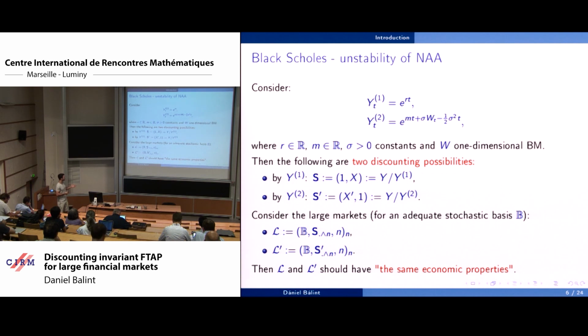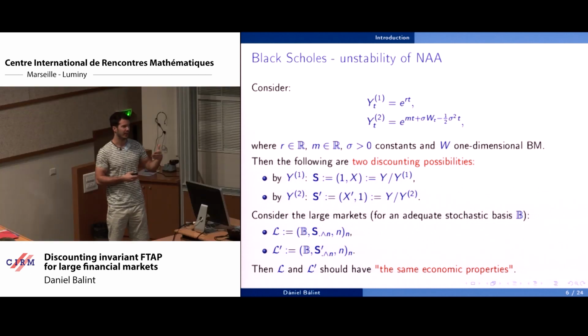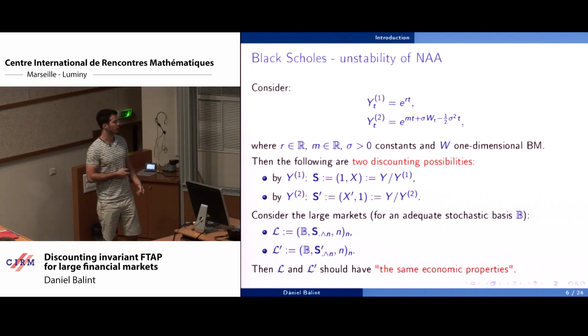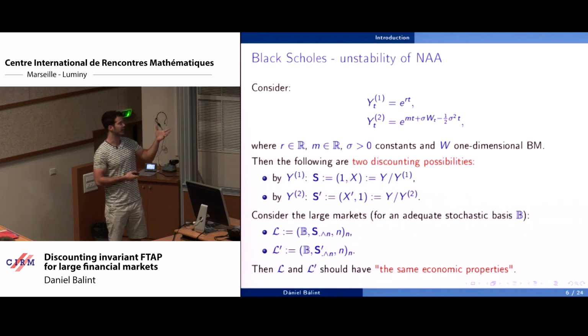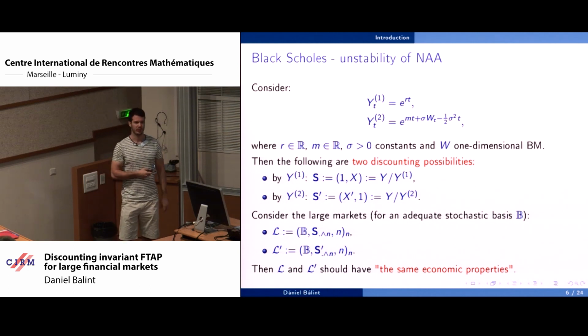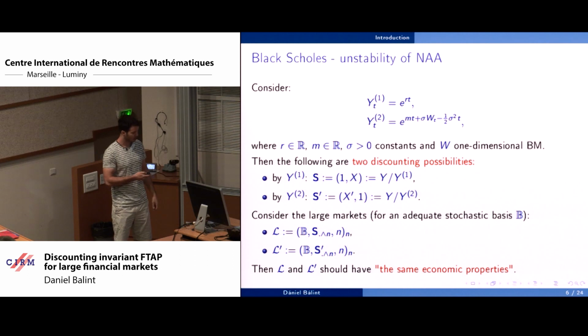And then accordingly, we can introduce large markets by S prime, by stopping the asset price at N for every N. And then in this more or less artificial way, we create a large financial market indeed. But since we started by the same dynamics, we expect same economic properties for both large financial markets.